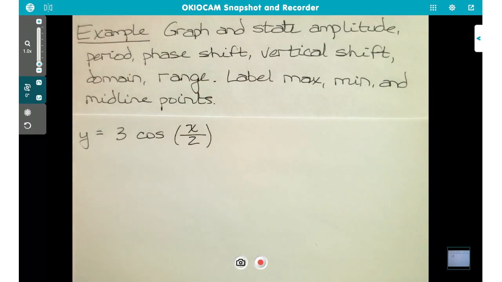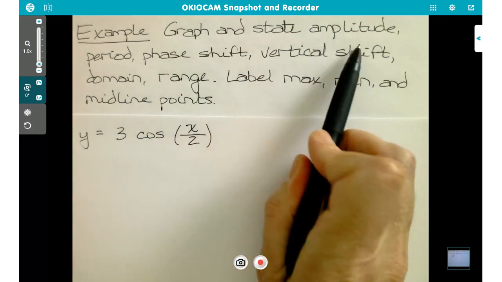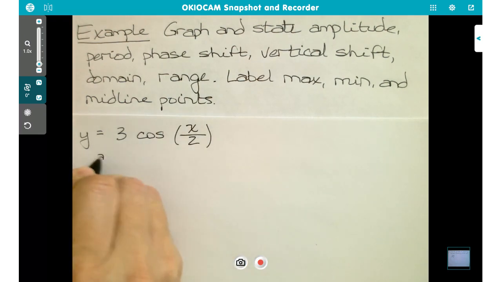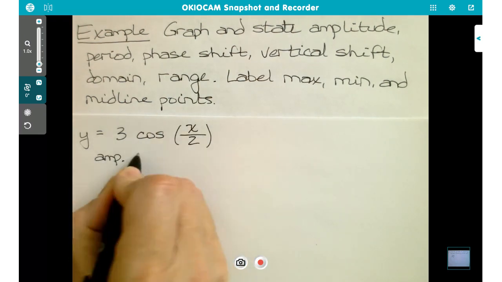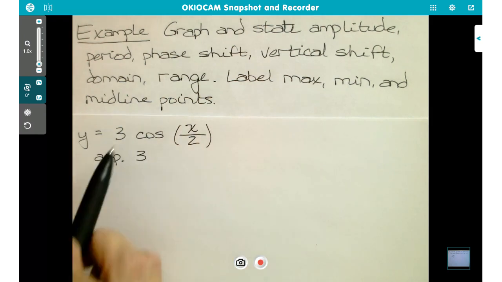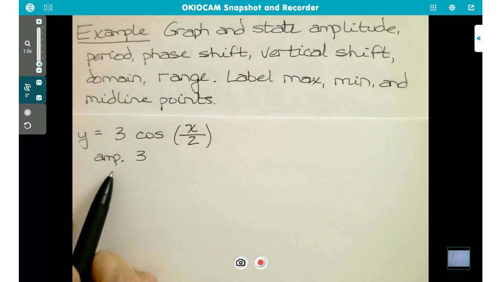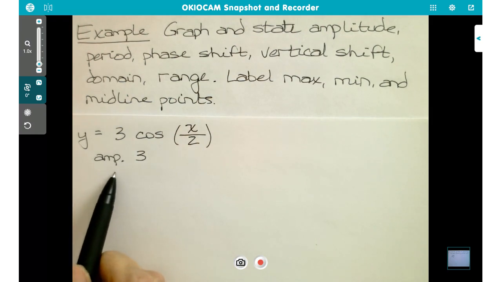In this example, we're going to graph this sinusoidal function, and we're going to name all the important parts as we go through here. Let's see, amplitude. Amplitude is determined by what I'm multiplying by out in front. So my amplitude is 3. If I had -3 out in front, my amplitude would be 3. Amplitude is a distance, so it's always positive.